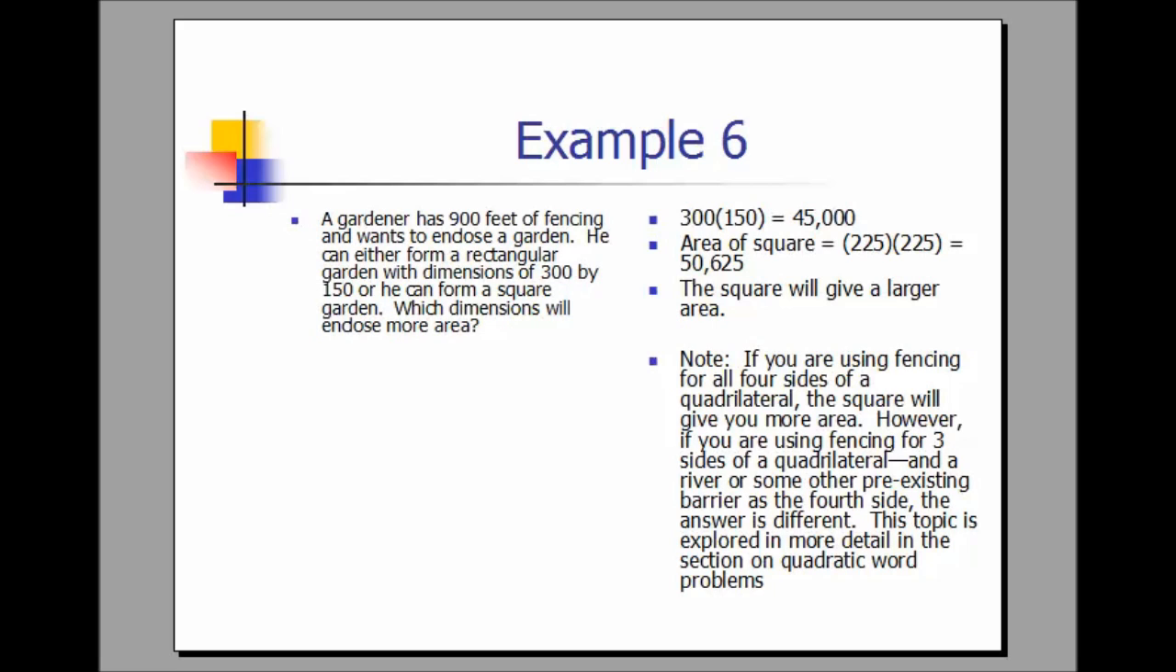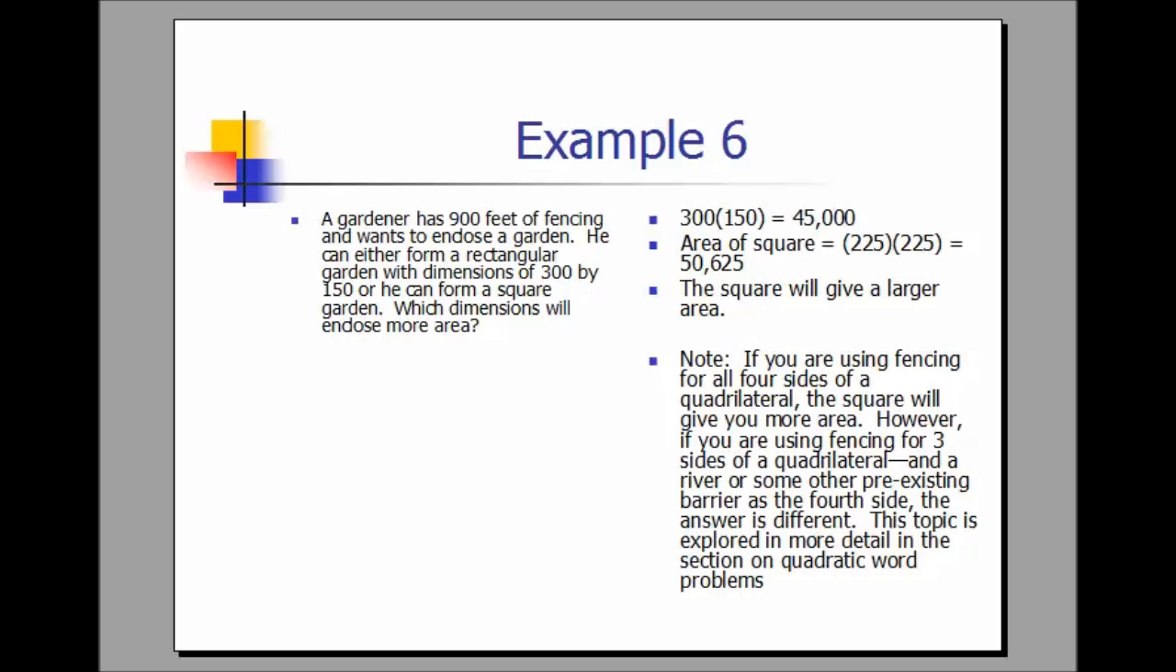Here's example 6. A gardener has 900 feet of fencing and wants to enclose a garden. He can either form a rectangular garden with dimensions of 300 by 150 feet, or he can form a square garden. Which dimensions will enclose more area? Let's just do this by plugging and chugging. If he multiplies the length and the width of the rectangular garden, that's 300 times 150 equals 45,000 square feet.